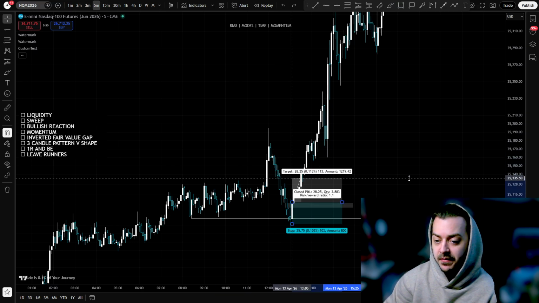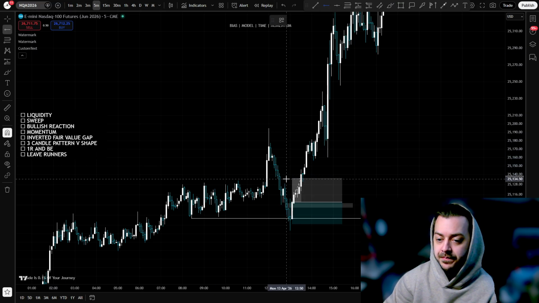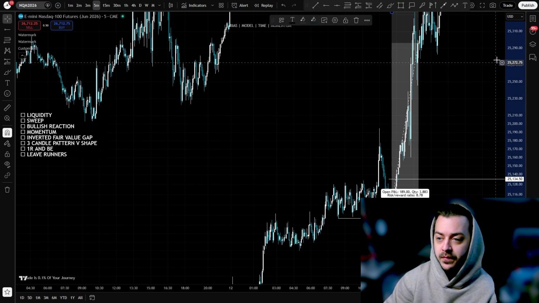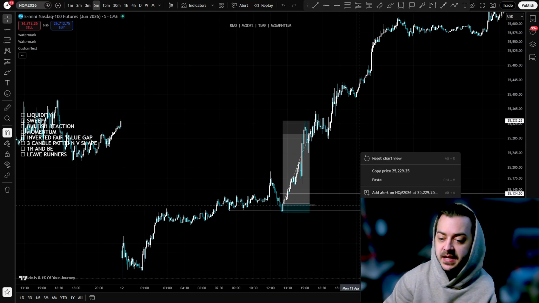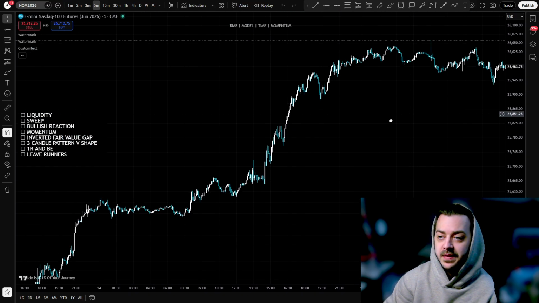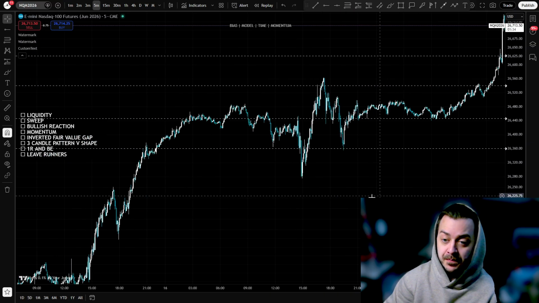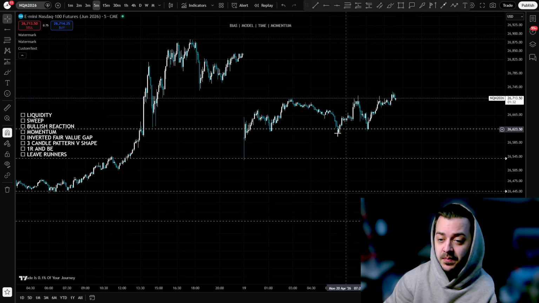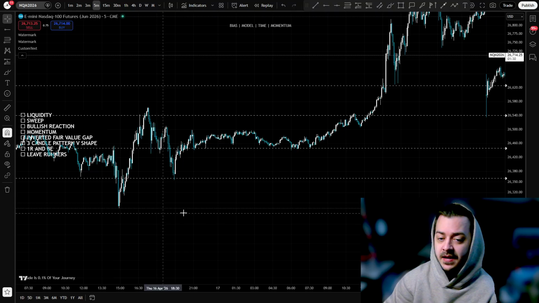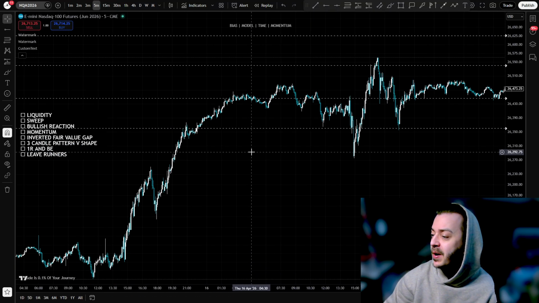I basically hit the 1R straight away, didn't it? And then just left runners for all the way through this gap. As you can see, this just works over and over again for me. This is my strategy. It's not rocket science at all. And right now, really, all I do is just wait for lows to get swept. As you can see, I've got alerts at them here, and I just wait to take trades from them. This is my whole strategy.